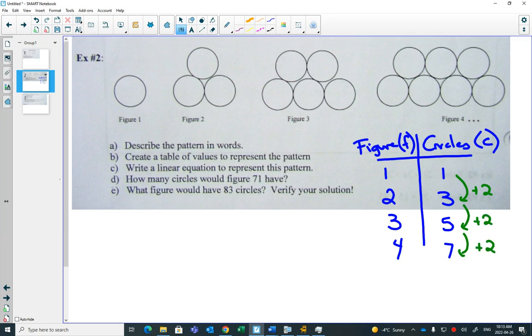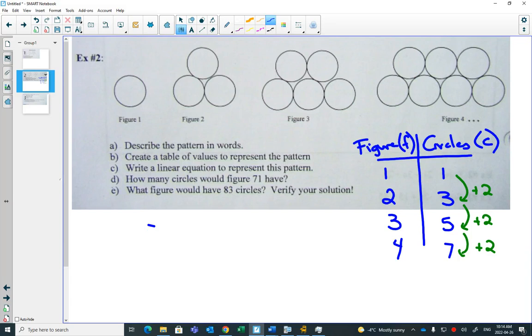And this is always going to happen in a linear relation. As you go up by 1 with the figure, the number of circles will go up by the same amount. In this case, we're going up by 2. And that gives you a hint for part C to write the equation.